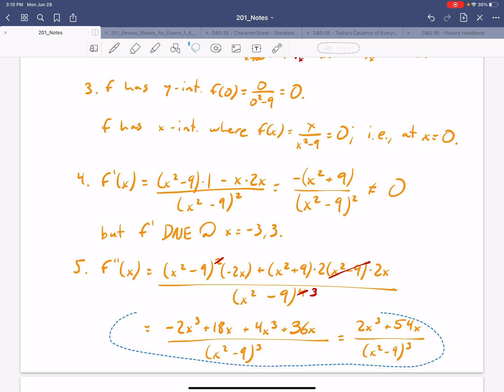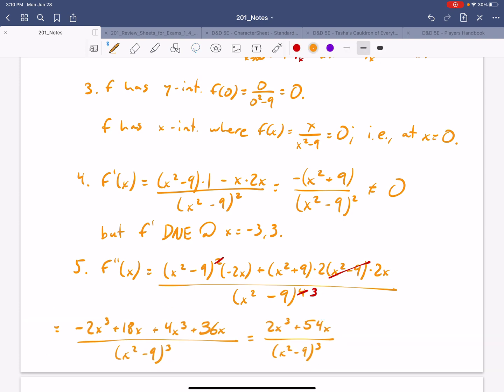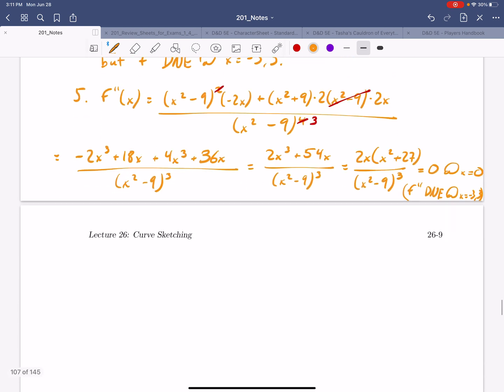Alright, so anyway, gonna kind of abuse notation. I'm gonna make things look a little bit worse. Shift this over. Maybe we'll factor something out here. Factor out a 2x. From the top, we get x squared plus 27 right there. And then we have an x squared minus 9 cubed. And I hope we can see that this equals 0 at x equals 0. And also f double prime does not exist at x equals -3 and +3. Put that in parentheses right there. Okay. All right. Whew.